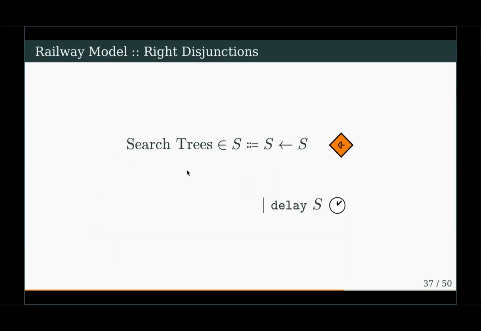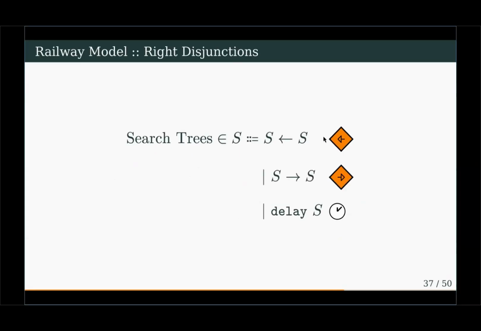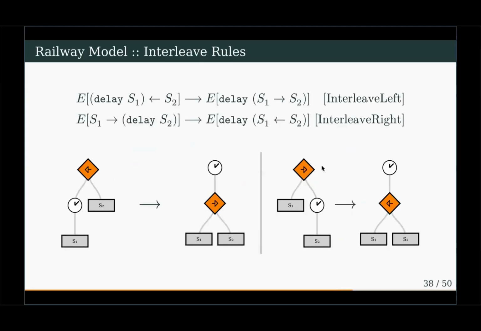So before we just had this one node for disjunction, and now we have two. The second one is also a disjunction, but it's telling the evaluation context which way to go. Before, we always evaluated the left-hand side. Now, depending on which disjunction node we have there, we evaluate either the left or the right-hand side. So with this new approach to interleaving, we have two rules, one for when we have a delay on the left, or when it's on the right. But if you'll notice, the relative ordering of the subtrees stays the same.